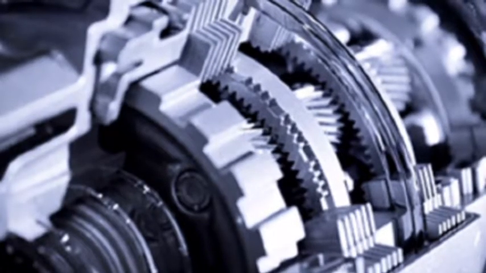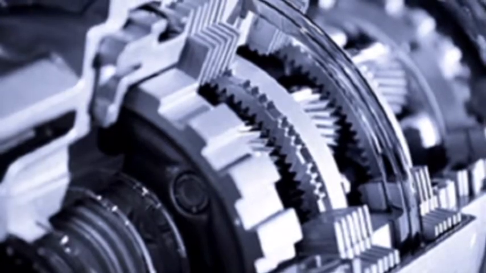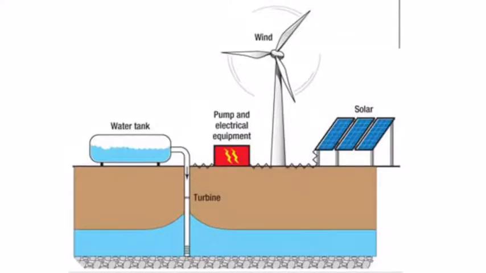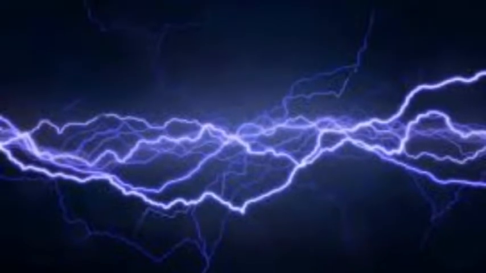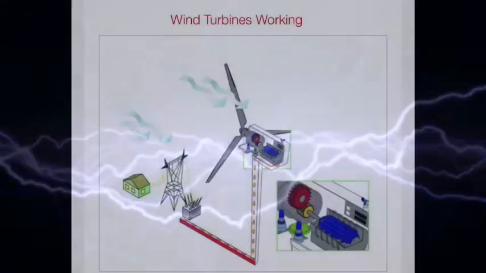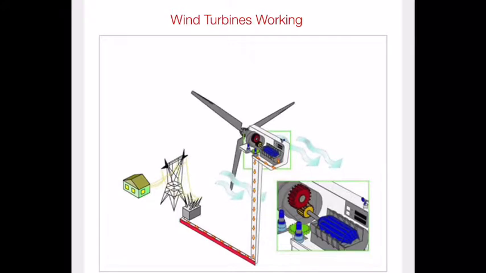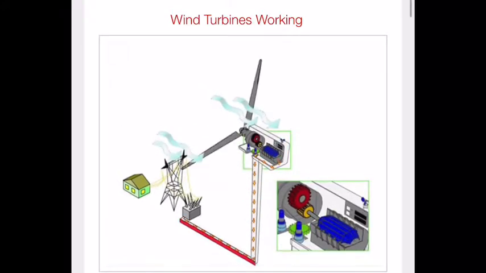Wind turbines convert the kinetic energy in the wind into mechanical power. This mechanical power can be used for specific tasks, such as grinding grain or pumping water, or more commonly, a generator can convert this mechanical power into electricity. Although wind turbines seem like complex machinery, they operate on a fairly simple principle.